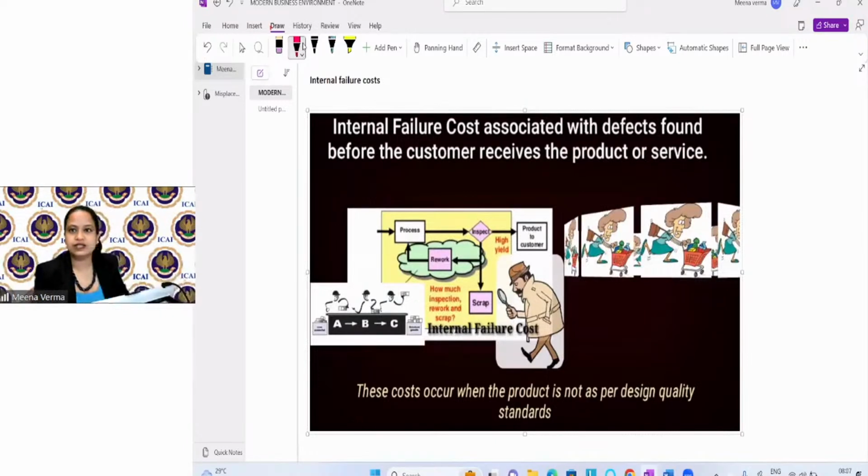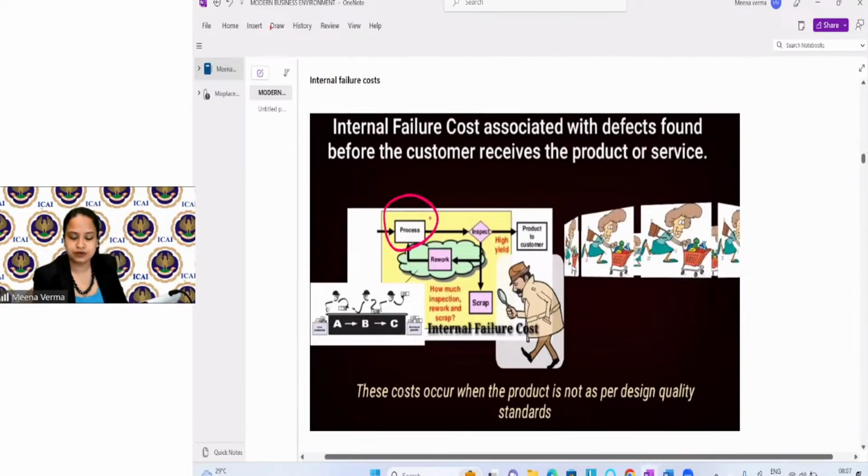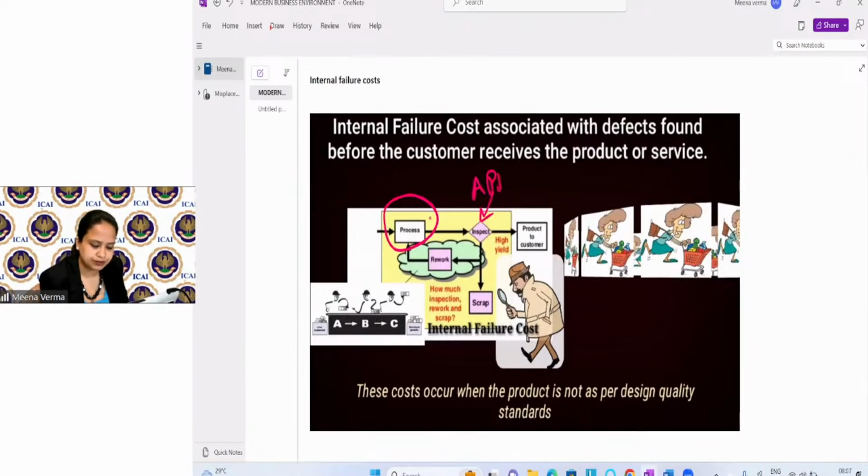So you can see in this image, what is happening? We are producing the goods, right? Then we need inspection, appraisal. Appraisal cost. Inspection means appraisal cost. Why do we need appraisal cost? Because we know that the process is not good. There is some chance of defect. Then only we need appraisal cost. Where you know that your process is very good, you don't need any checking, right? So you need appraisal when you know that you are producing defective units.